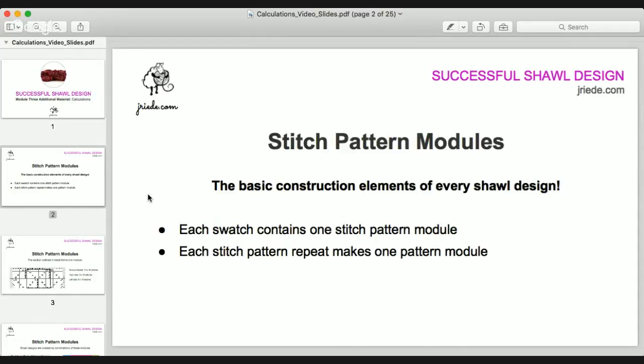First of all, we need to know what stitch patterns and stitch pattern modules are in this case. As described in the handout already, stitch pattern modules are the very basic construction elements of every shawl design. Each swatch contains one stitch pattern module, and each stitch pattern repeat makes one pattern module. So first, let's look at an example.